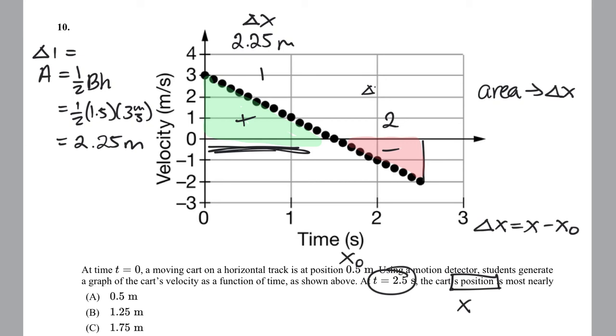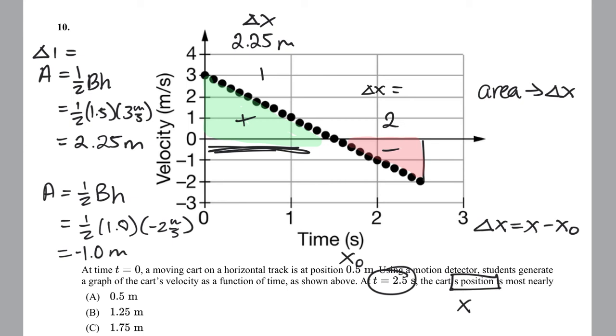For triangle number 2, the change in position, whenever we set up the equation, is going to be 1/2 of whatever the base is, and the base is going to be 1 second, times a -2 meters per second. So that's why it ends up being negative. So we're going to have negative 1.0 meters as our change in position.